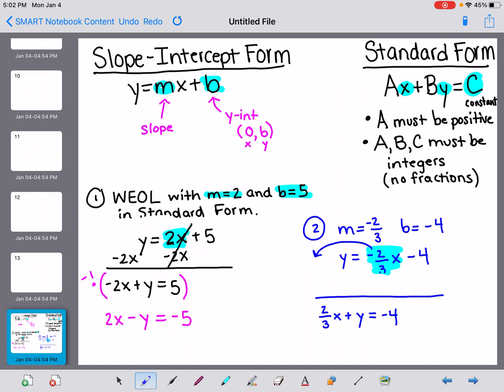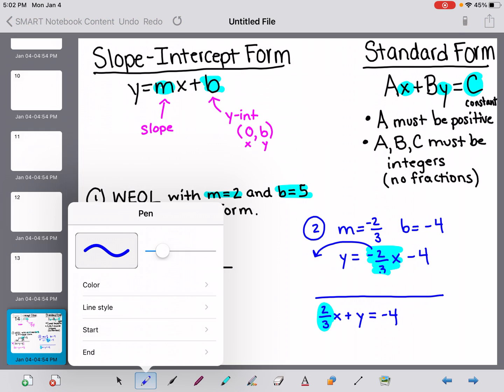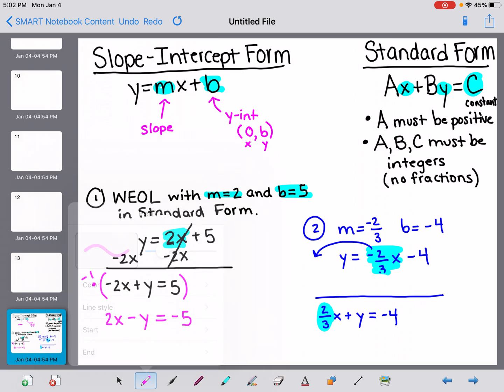We can't leave our answer like this because we have a fraction in the problem. So to get rid of the fraction, we're going to again multiply the whole equation by something to change that. In this problem, we multiply by 3. 3 will cancel that denominator with the 2/3 and the fraction will be gone. So 3 times 2/3 becomes 2x and our fraction is gone.